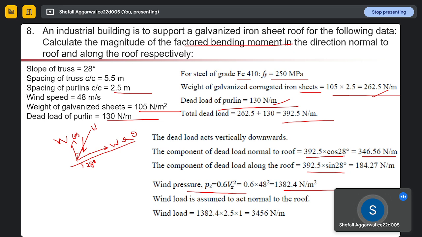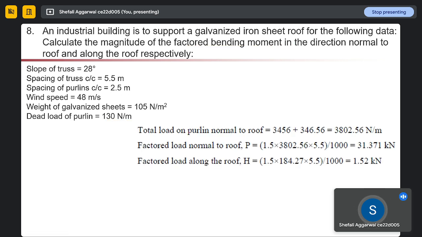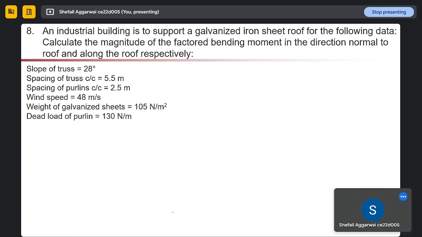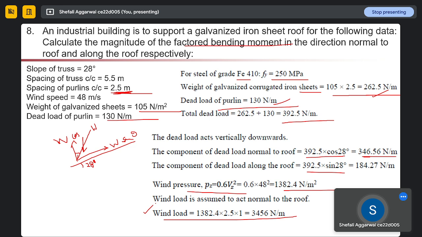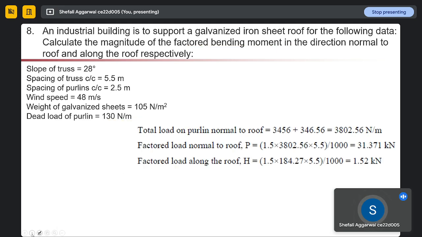And normally our wind force is acting normal to the roof. Wind force will always be normal to the roof. So calculating the wind load, it will be pressure into this spacing of 2.5, into 1. Thus we are calculating our wind load in Newton per meter, which is acting normal to the roof. So now we have two types of load normal to the roof: one is due to wind and one is the component of dead load normal to the roof. Adding these two loads, we are getting the total load on the purlin normal to the roof.